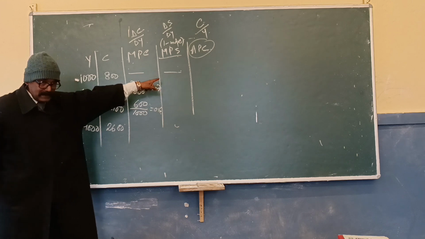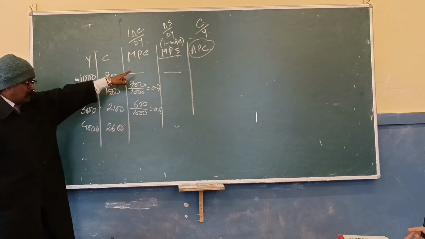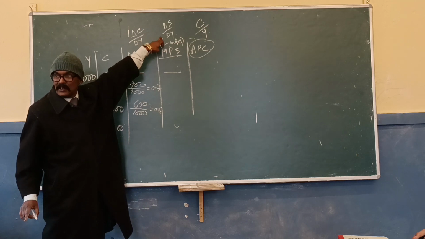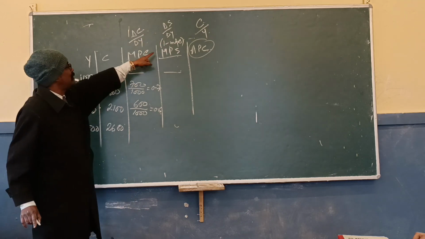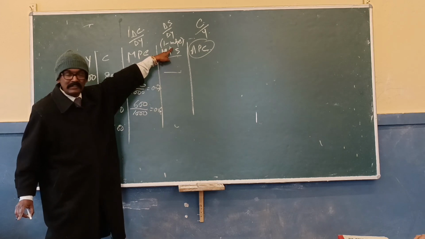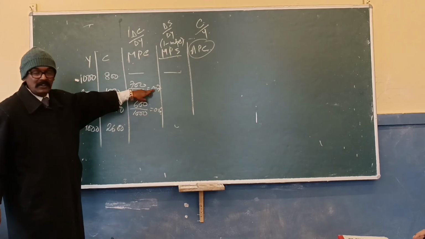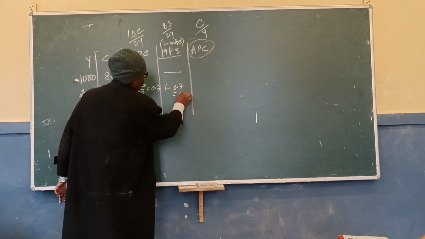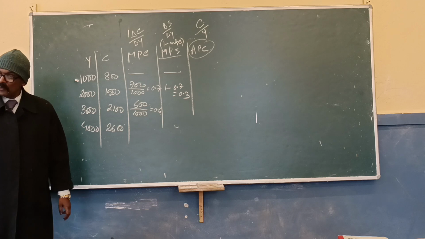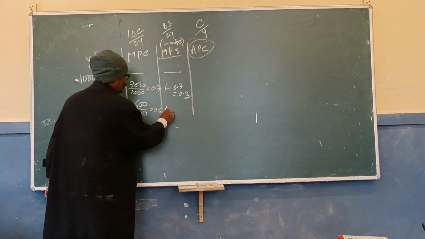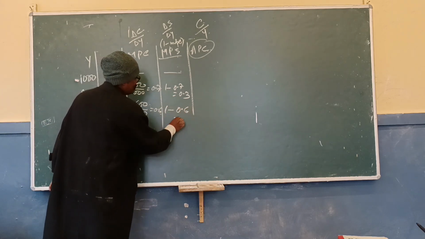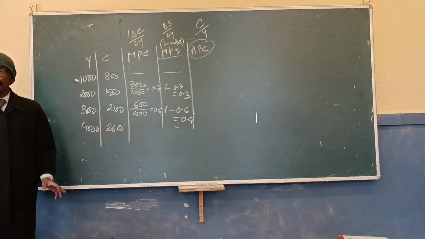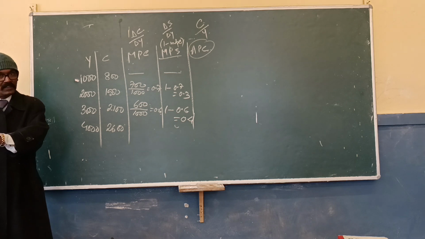Now comes MPS. What I said, if you follow this formula, it will take more time. I do not have so much time. So I will use the formula 1 minus MPC. This is 0.7, so what will be MPS? 1 minus 0.7 is 0.3. Second one, 1 minus 0.6 is 0.4. Is it okay? We have to know which formula to apply. Am I clear on this one?